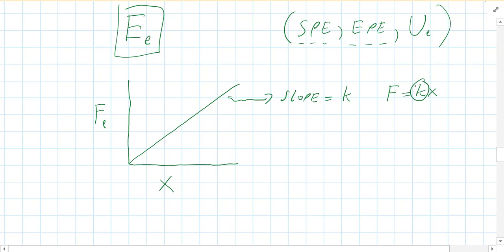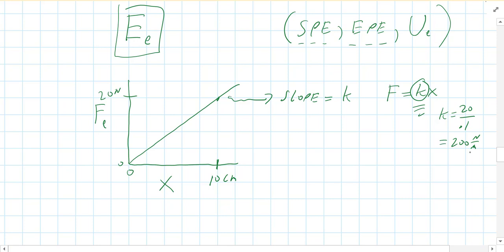Now, for the sake of argument, let's throw some numbers on this graph. Let's say we had 0, 0, and then let's say this was 10 centimeters, and that force is 20 newtons. So if I wanted to find K, I would just take F divided by x. K would be 20, and then for x we have to put 0.1 meters because you have to convert the centimeters to meters, and you would get K is 200 newtons per meter.